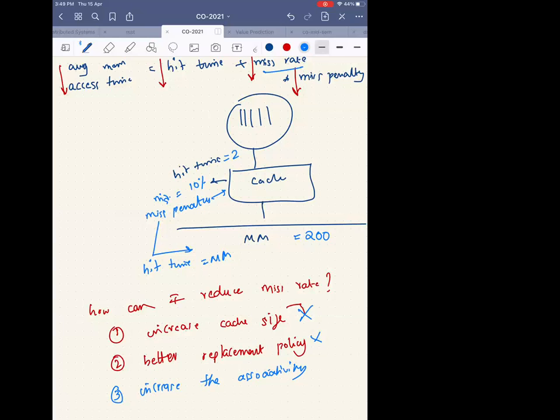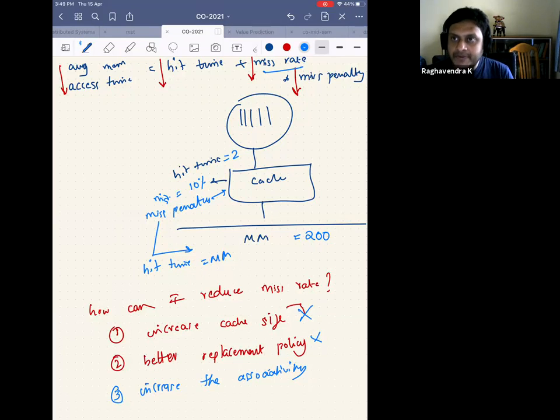Because your conflict misses will reduce. You'll be able to store more things in the cache. Yeah, right. So my conflict misses reduce. If I have a fully associative cache, the number of conflict misses is 0. So if I increase the associativity, I reduce the miss rate because I reduce the number of conflict misses.